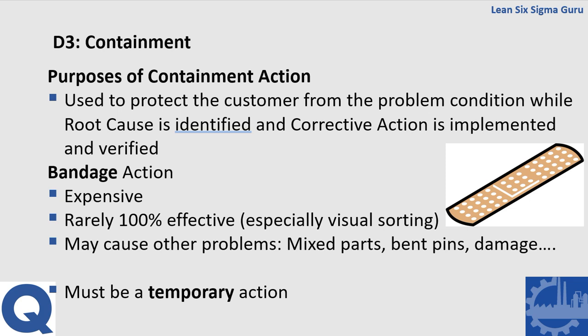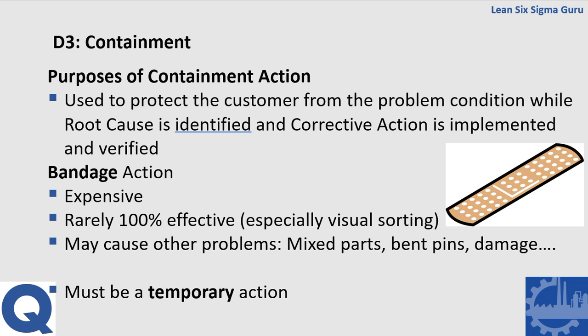The purpose of a containment action is that it is used to protect the customer from the problem condition while the root cause is identified and the corrective action is implemented and verified. The 8D process is not done in an hour, and it's not done in a day. It takes more time. Therefore, in order to protect the customer while we go through the problem-solving process to find a good, solid, permanent solution, we need to do some kind of containment action here.